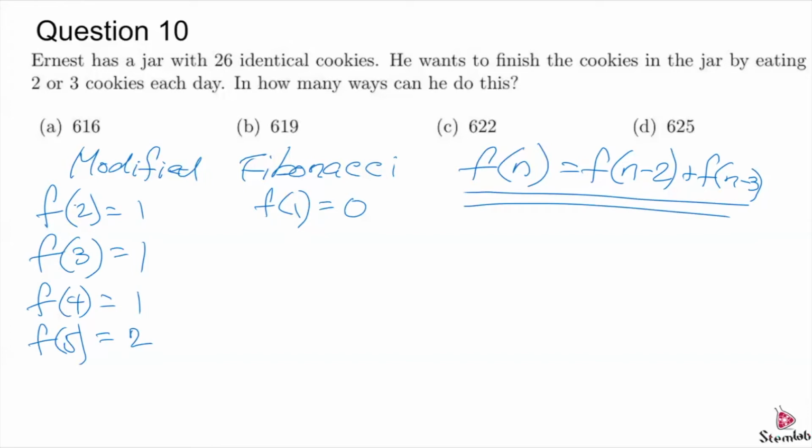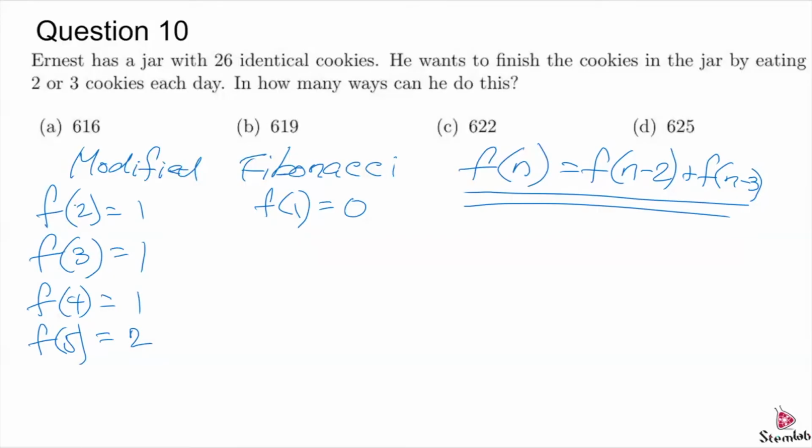The last cookie we ate was 3, then we came from a number which is f of n minus 3. So notice that all the units digits are different in the choices. So we can actually make a simplifying step for this problem of just adding the units digit and forgetting about everything else, and just keep adding, because that's probably the fastest way.